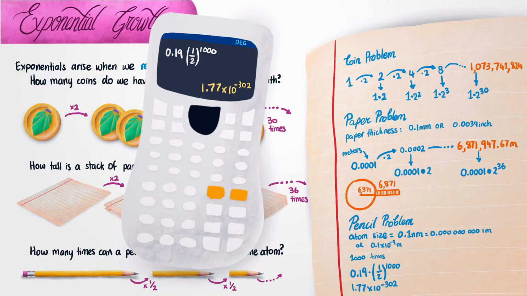So we're really going to need to drop our guess by a whole lot. So how about we try guessing 100 times? What if we cut the pencil in half 100 times?